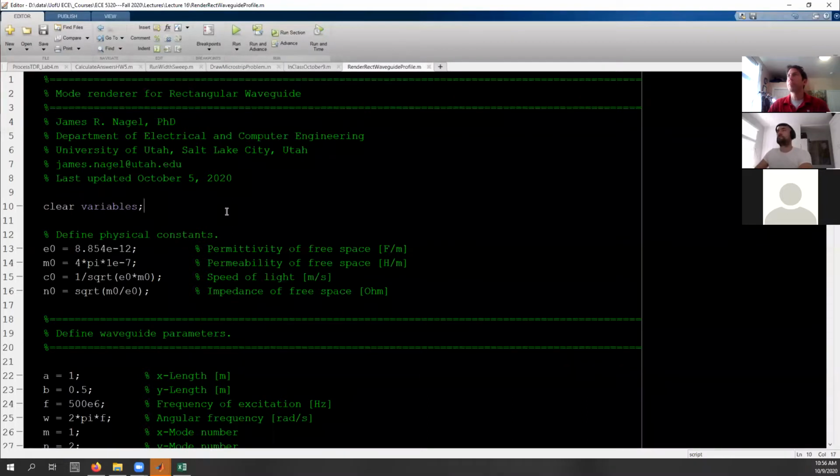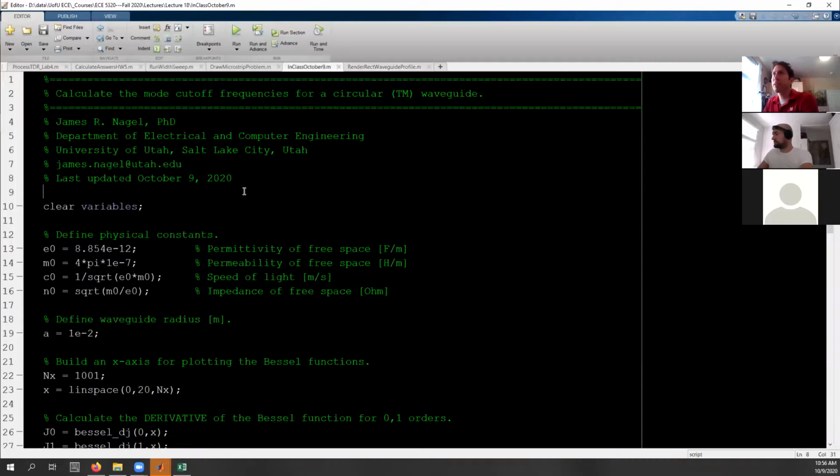So if we pop this open, you notice what I've done here. Here we go. So I've created a little code. I'm going to put together this little script and I'll upload it. So don't feel like you have to absolutely follow along with it. But this is the exact same code we did Wednesday. I'm just going to tweak it for the TM case rather than the TE.